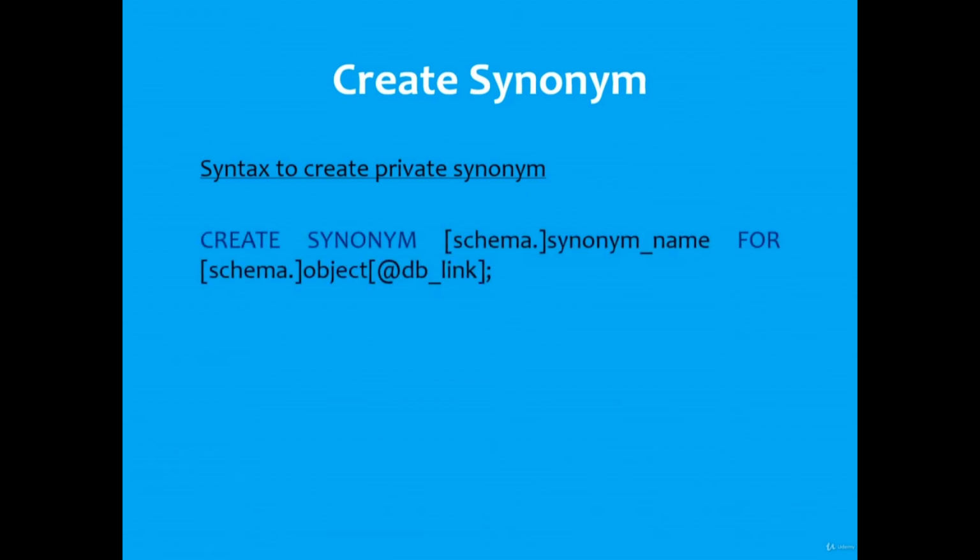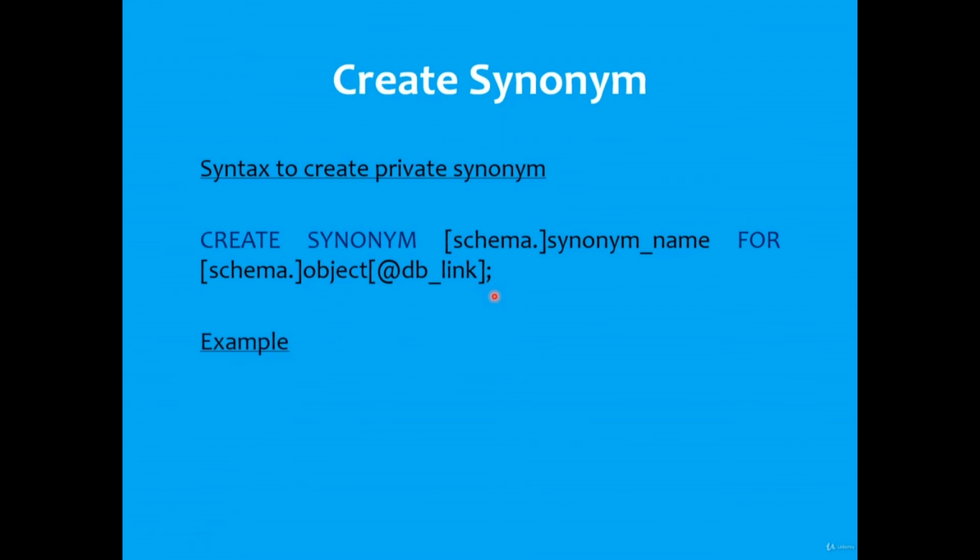Now we will see how to create a private synonym. So the syntax for it is create synonym. See here, we are not writing anything over here. So we are going to remove the public word and just write create synonym. A schema is to be specified over here, dot, synonym name for schema dot database object, and @db link. If your database object is at any remote location, then the database link is to be given over here with the @ operator preceding it. Semicolon.